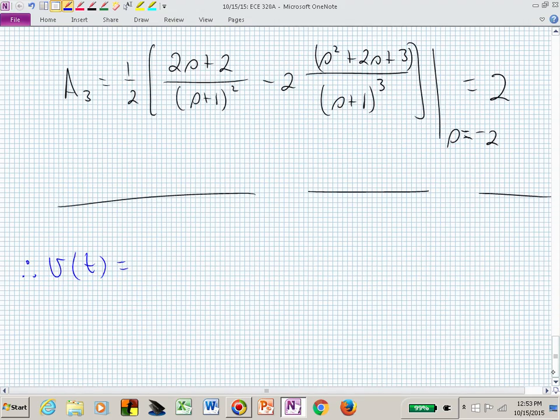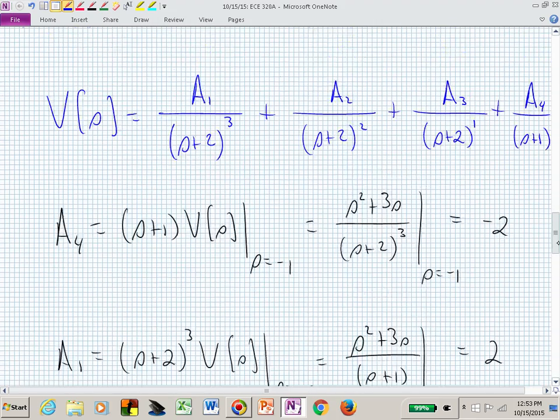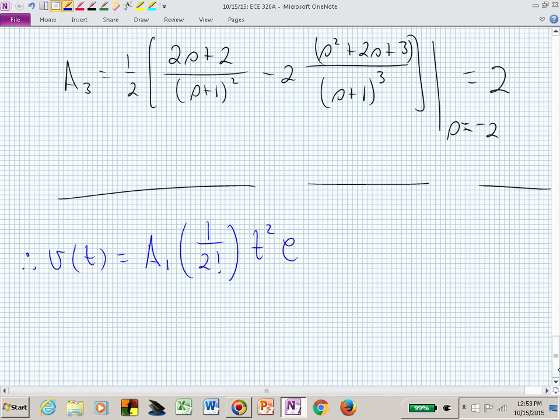So that's now in a1, but now we have to divide by this factorial term, which is 1 over 2 factorial. I'm going to write the factorial just so that you know that it's not just 2. It is just 2, but it's 2 factorial. Then it's t squared, e to the pole was at minus 2, and that's the first term.